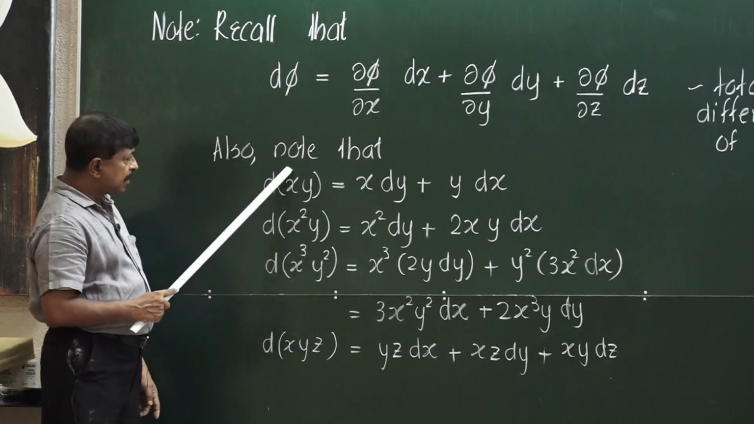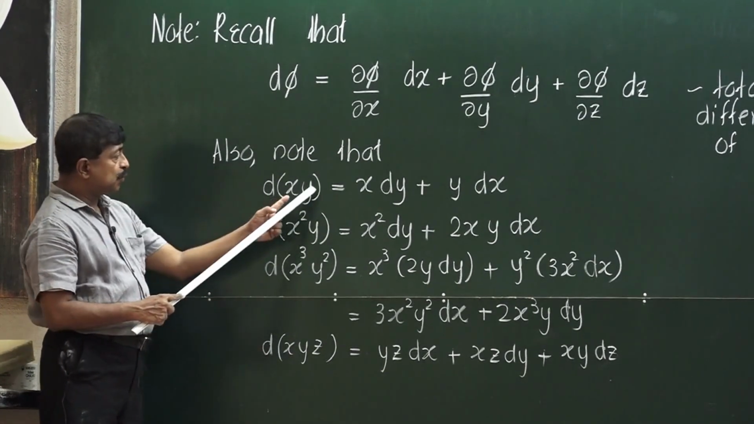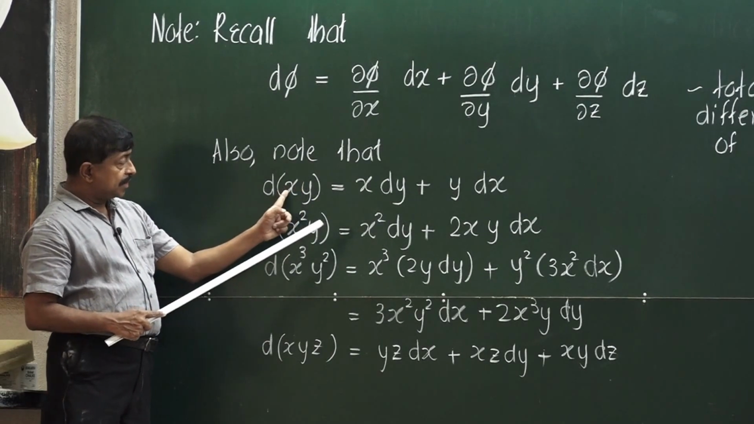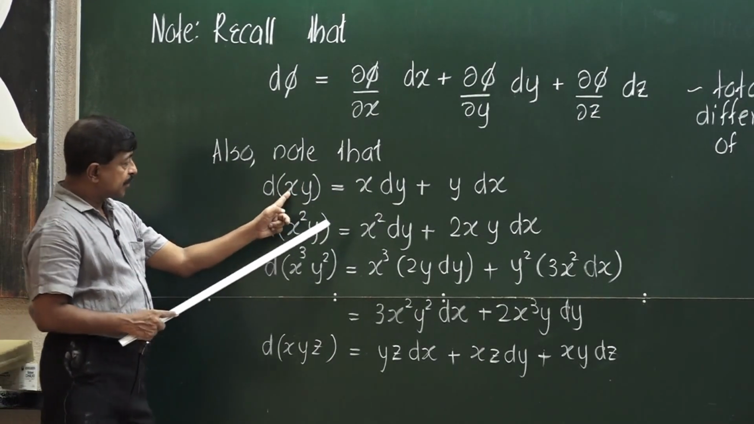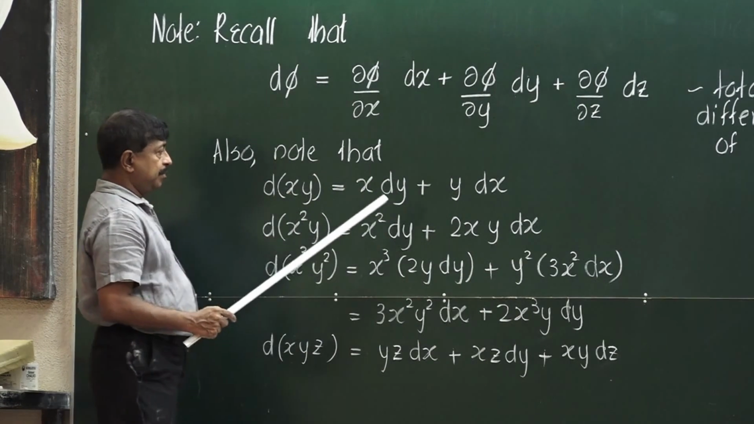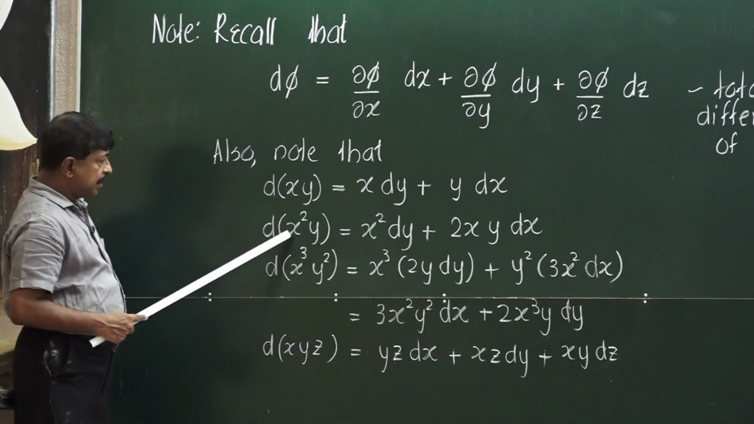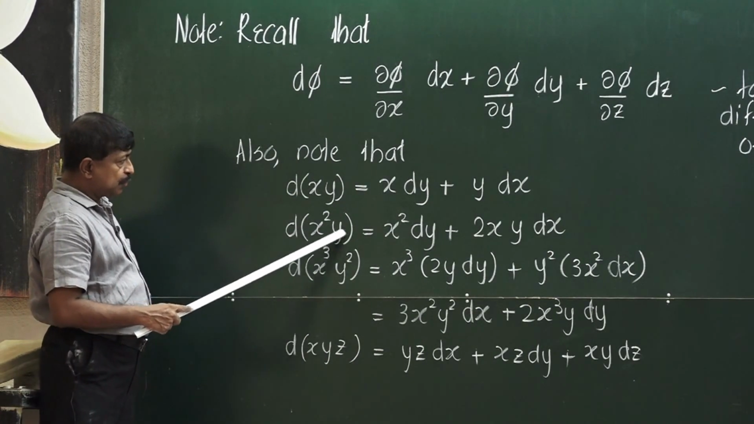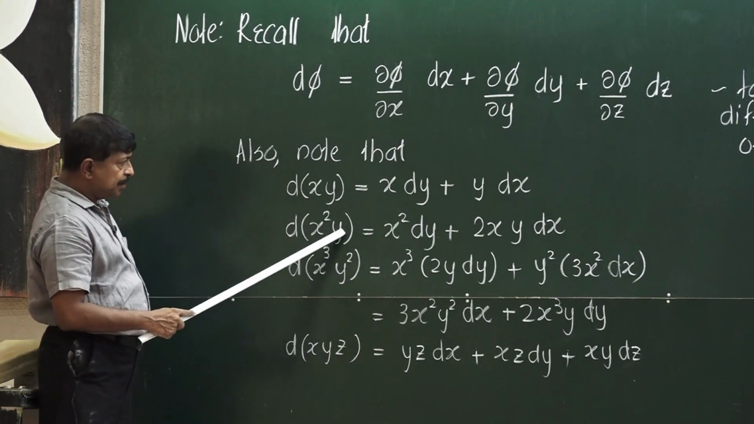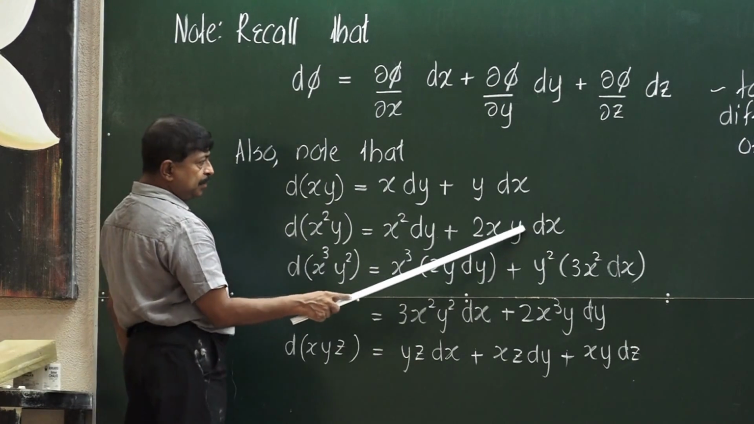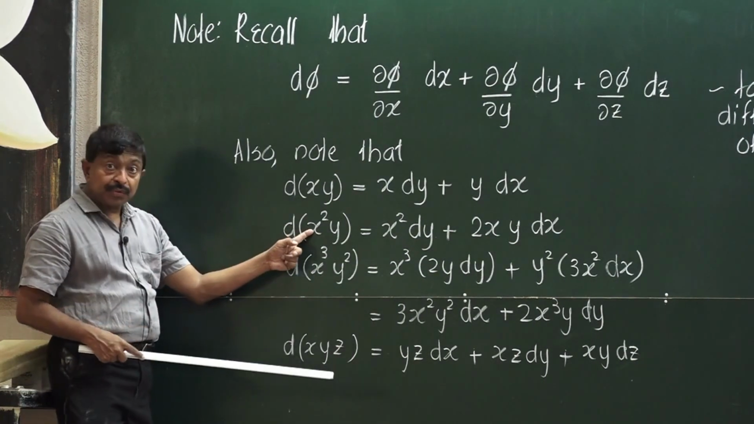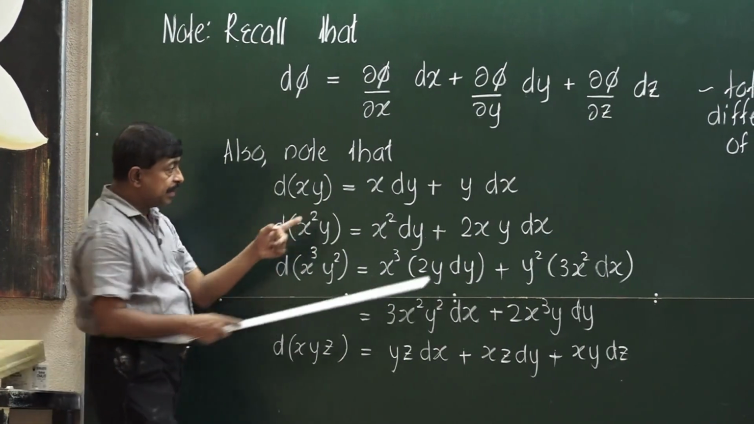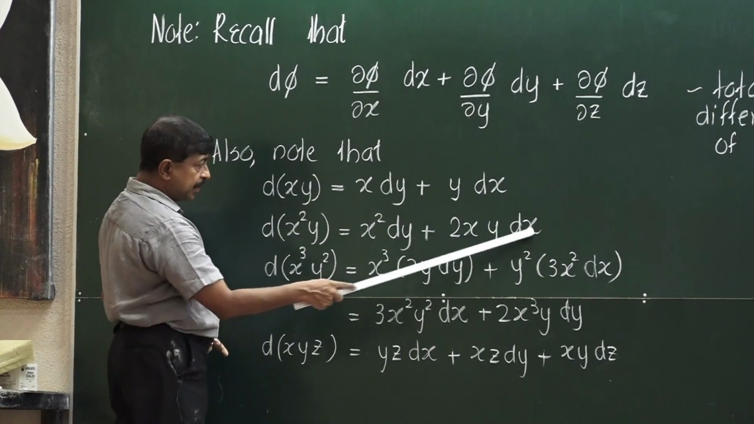Similarly, the partial derivative of this expression with respect to y. Now, see, there x is treated as a constant, therefore, x times dy. Likewise, here straight away you can do this: x squared times the derivative of y, dy, plus y times the derivative of x squared, which is 2x, therefore, 2x dx, y times 2x dx.